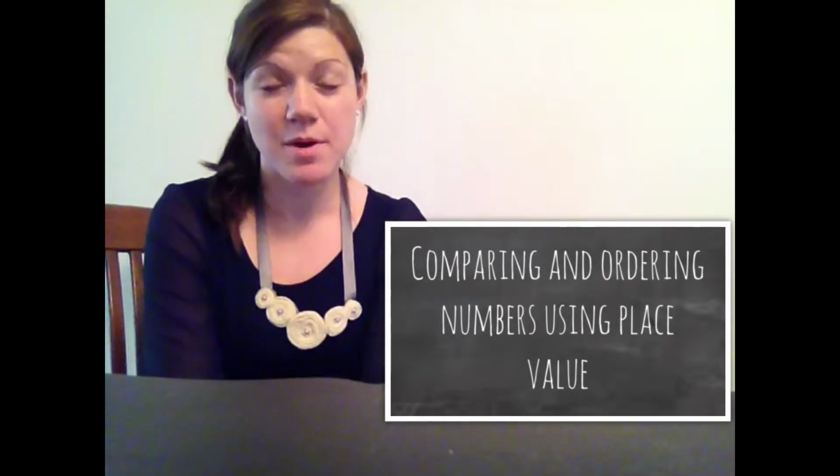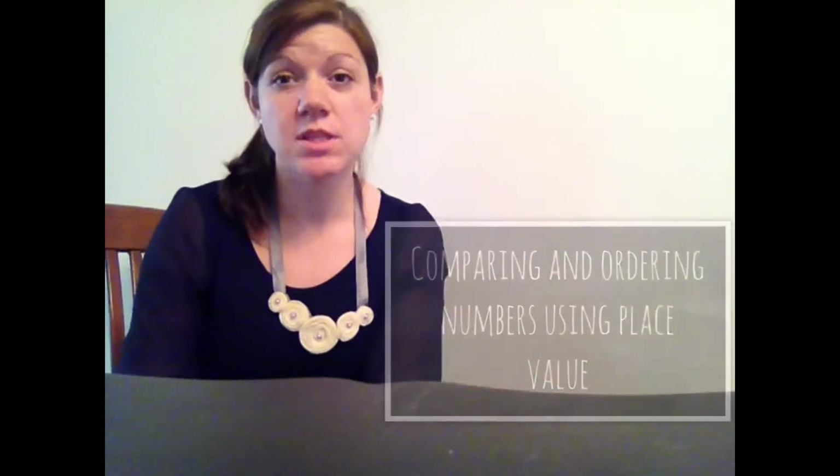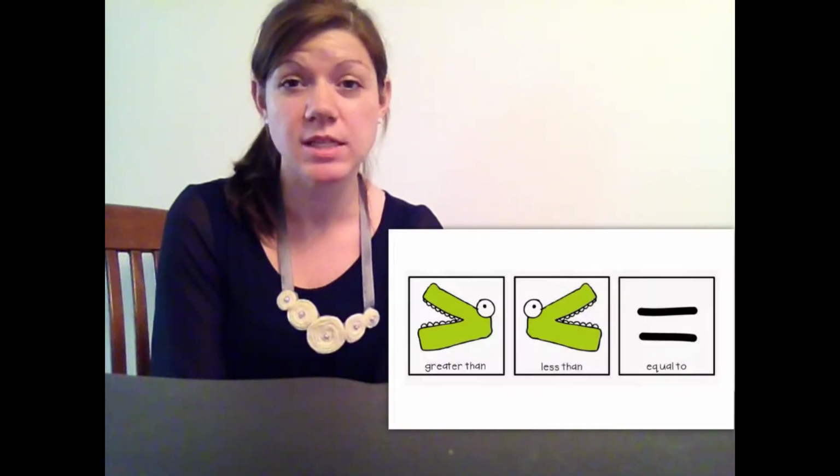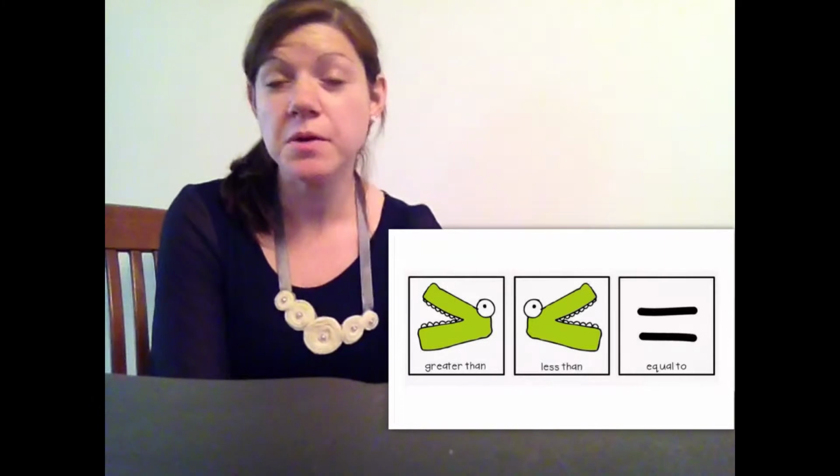Graders, we're going to talk today about ordering and comparing numbers using place value. Before we get started on how to solve the problems, we want to talk about the symbols that you're going to need to use. There's three basic symbols: greater than, less than, equal to. Equal to is pretty self-explanatory. I think you all probably know. It's just the equal sign.